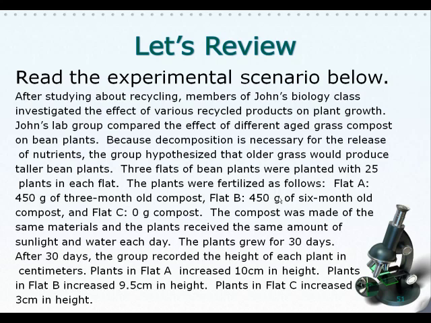Flat A, 450 grams of 3-month-old compost. Flat B, 450 grams of 6-month-old compost. And flat C, no compost. The compost was made of the same materials and the plants received the same amount of sunlight and water each day. The plants grew for 30 days. After 30 days, the group recorded the height of each plant in centimeters. Plants in flat A increased 10 centimeters in height. Plants in flat B increased 9.5 centimeters in height. Plants in flat C increased 3 centimeters in height.